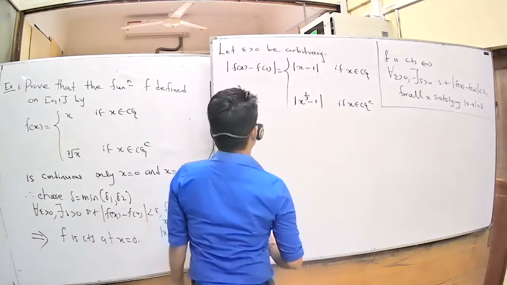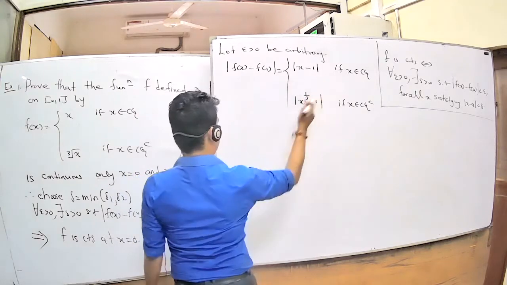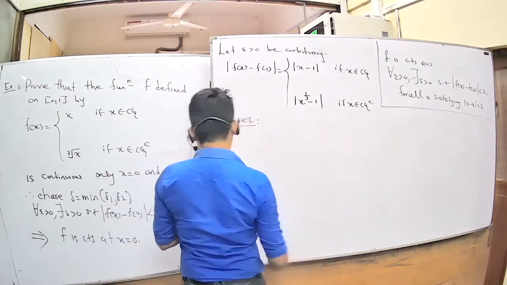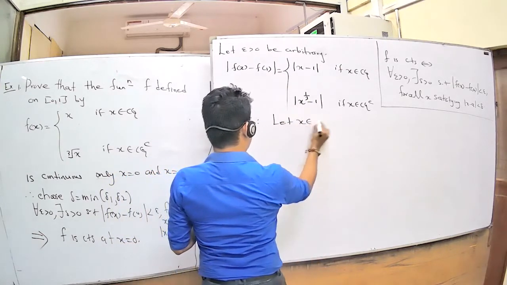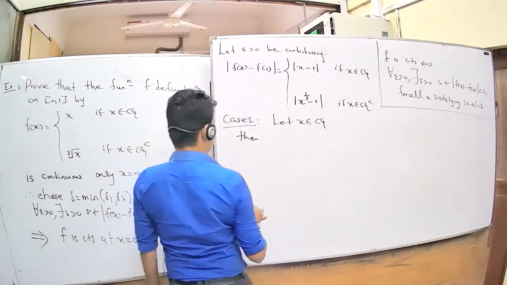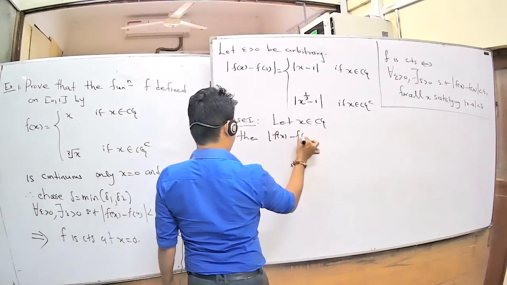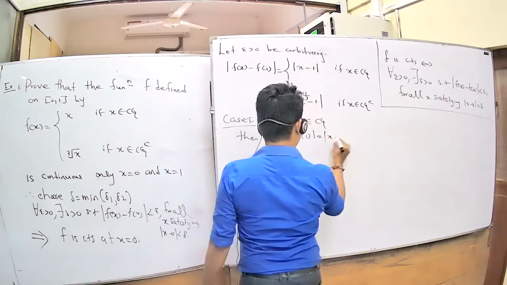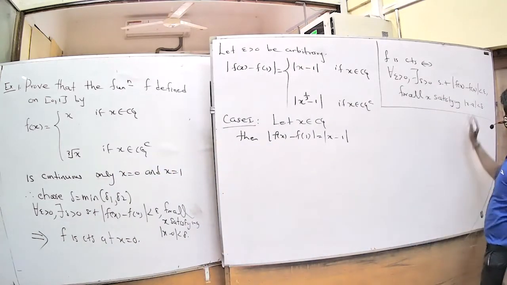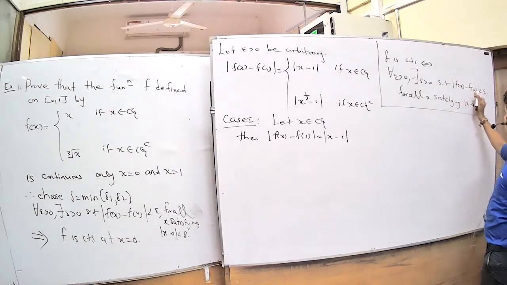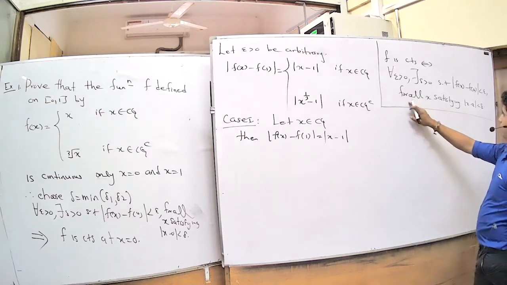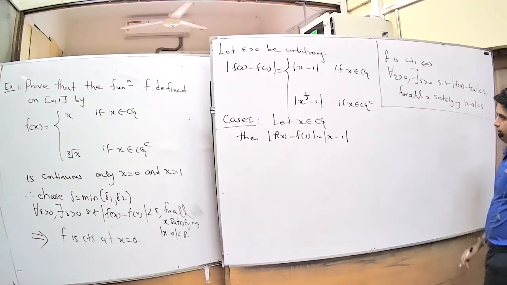Okay. Now you want to check case by case. First, you want to know that this one is continuous and this one is continuous. Case 1. Let x belong to the rational numbers. Then what about f of x minus f of 1? It is x minus 1. Here your a is 1 now. You want to show that this is less than epsilon, but you can use this factor for all x satisfying modulus of x minus 1 less than delta, right?